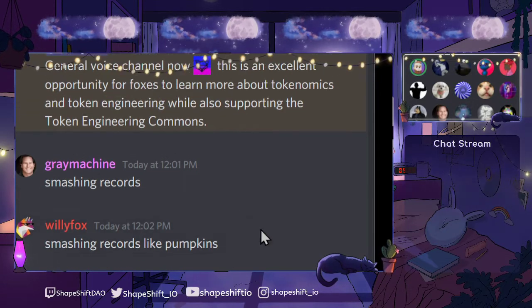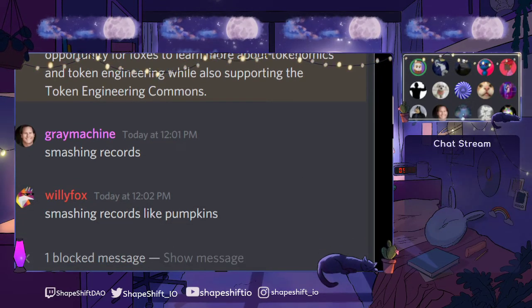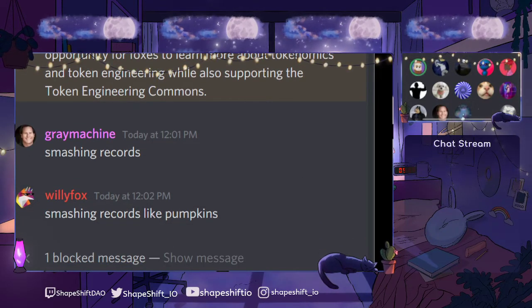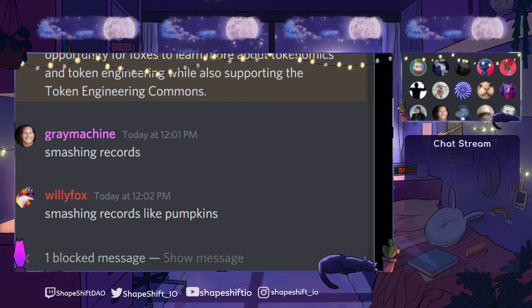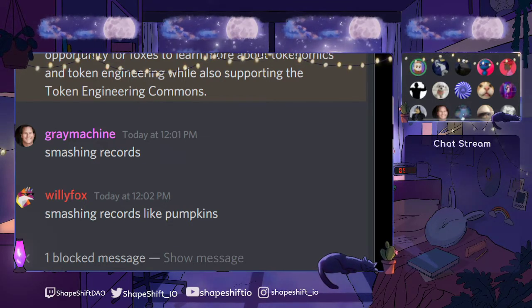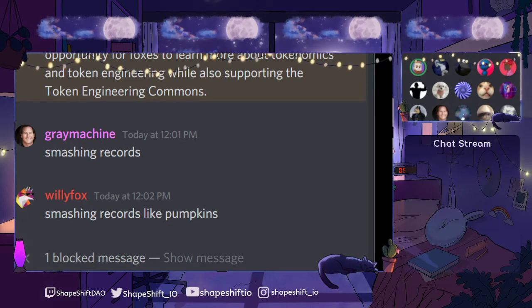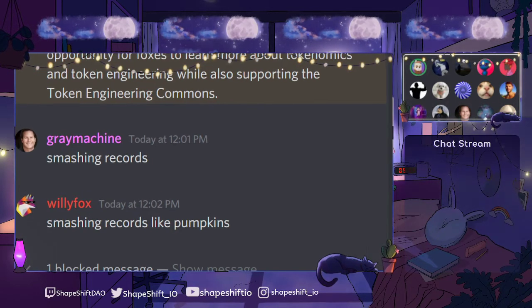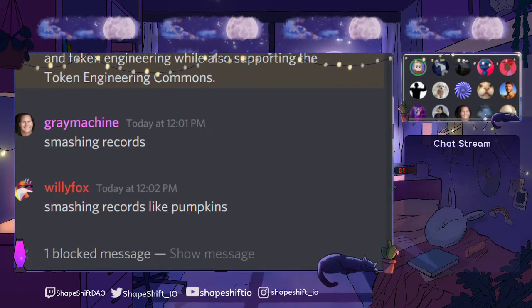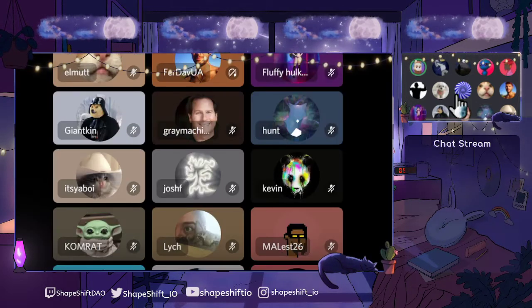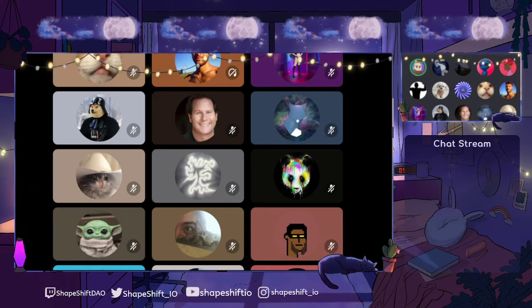I'll just give you a quick introduction to the Token Engineering Commons and what we do. It's a commons built around token engineering in order to fund proposals that advance this emerging discipline.